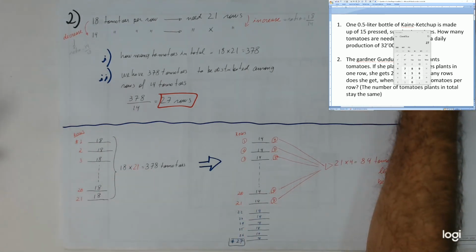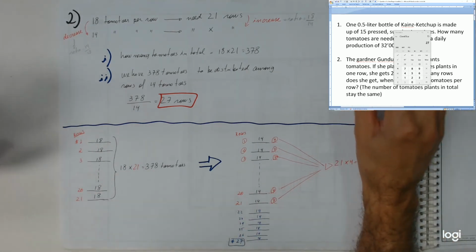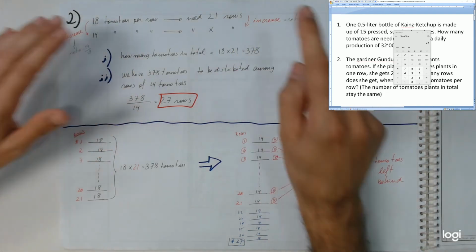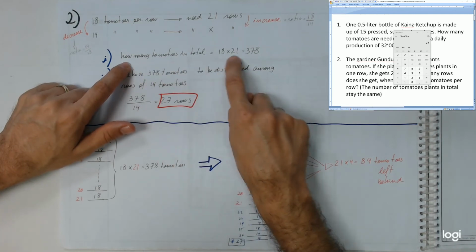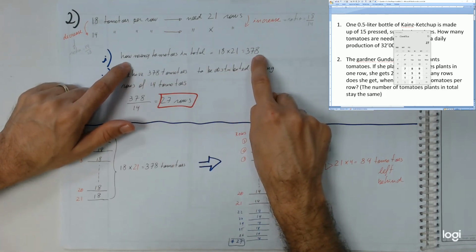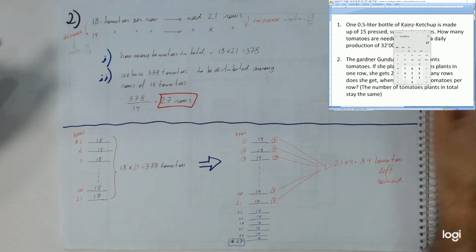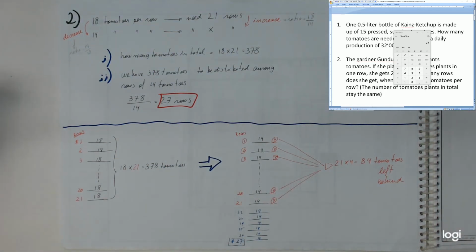If you want to use this rule, okay, you can just follow it. You just have to be sure that you assemble this correctly. How many in total? 378. Divide now by the new number, which is 14. No problems there, okay? We're going to have several examples like this.